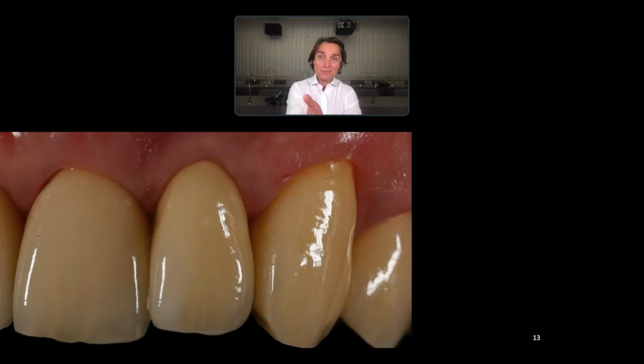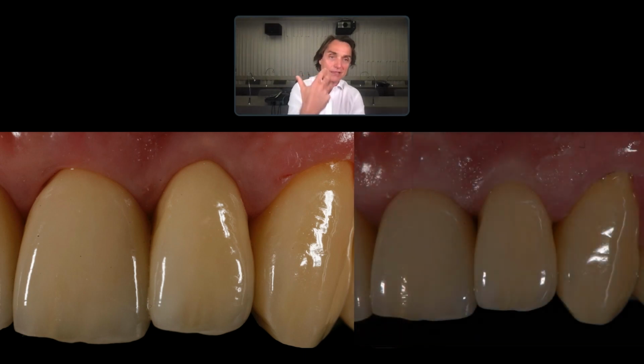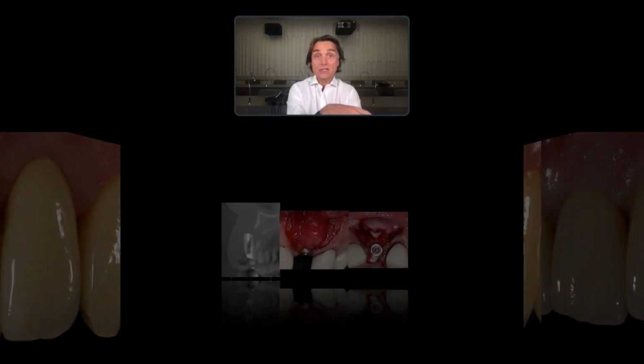And you can see the 2 implants. You can see a pretty much perfect inter-implant papilla. But again, that was a preservation. We did one by one. We waited a little bit longer in between. And this is 12 years later. So you can see here at 12 years, you can conclude that this was time tested.